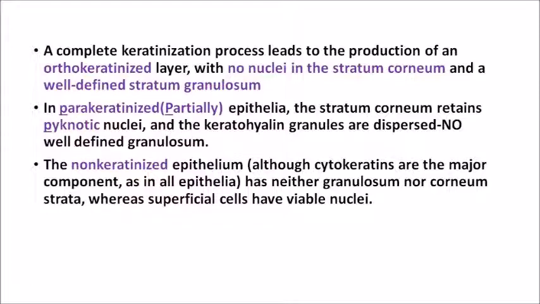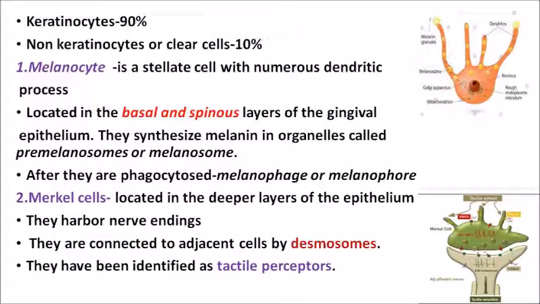Now non-keratinized epithelium, it neither has granulosum layer nor it has corneum layer. So basically, non-keratinized epithelium has only two layers, stratum basale and stratum suprabasale, and the superficial cells will have a viable nucleus. Clear? Now, we were talking about cells of each layer, right? What are these cells? We'll see.